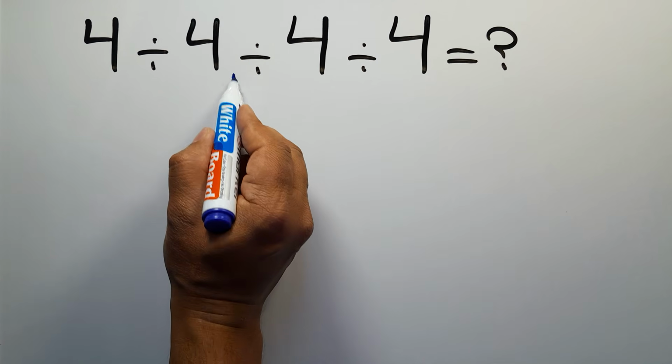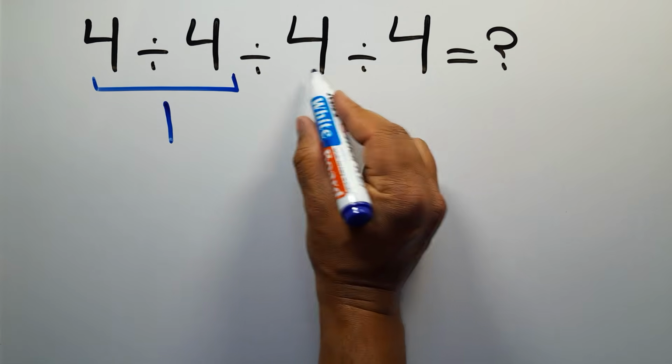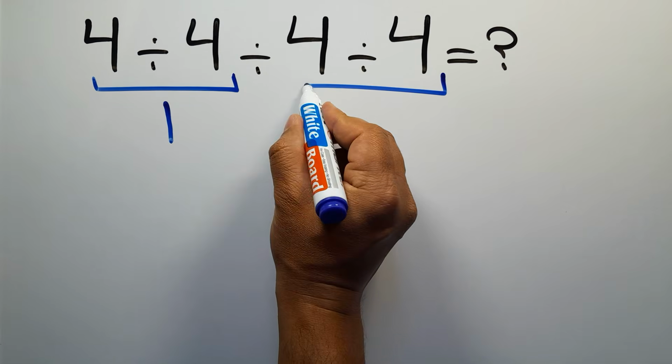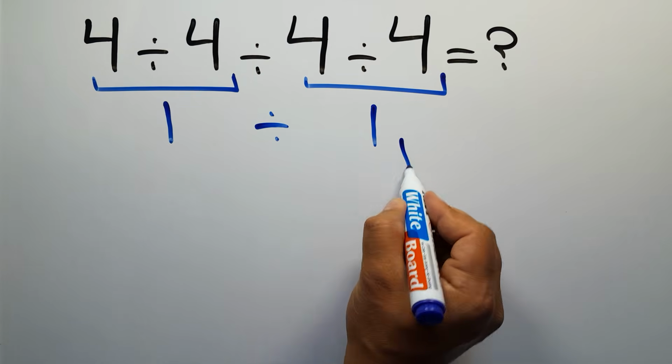4 divided by 4 gives us 1. And again here we have 4 divided by 4. So 1 divided by 1 is just 1.